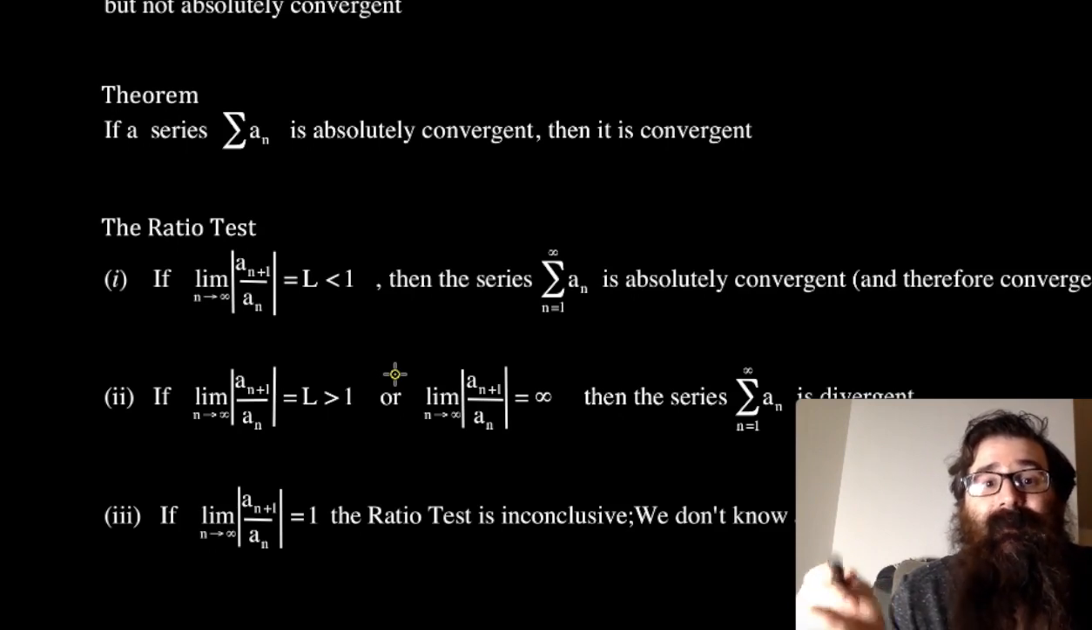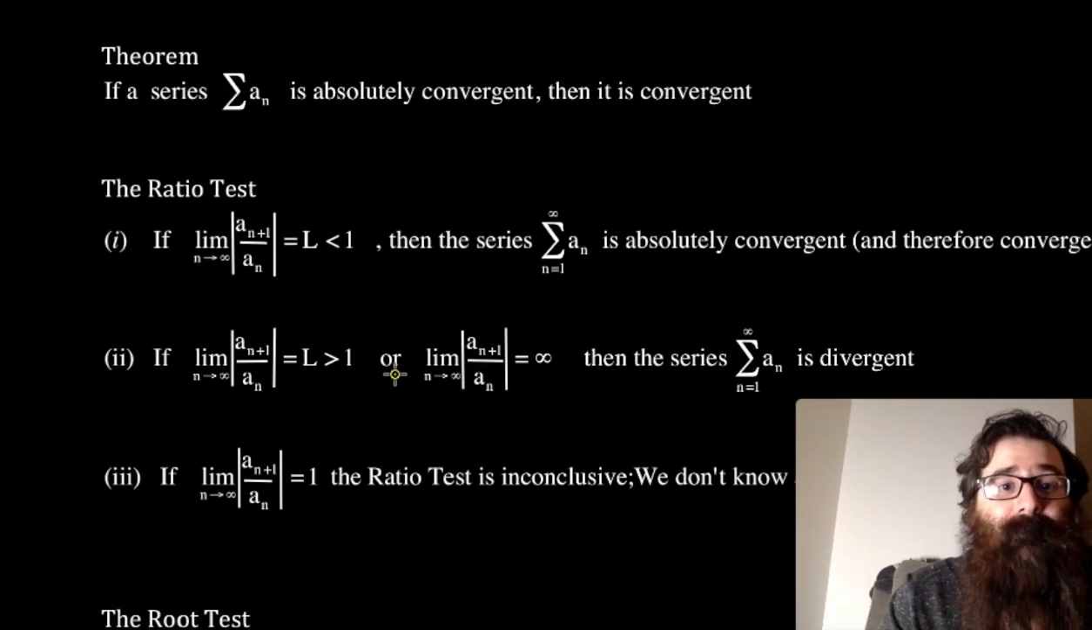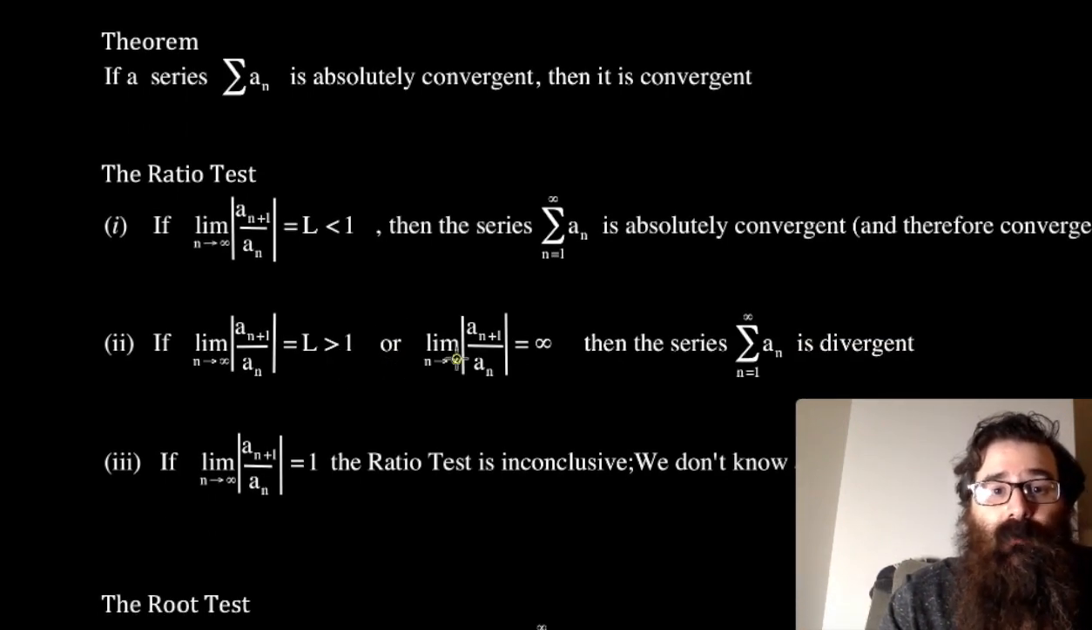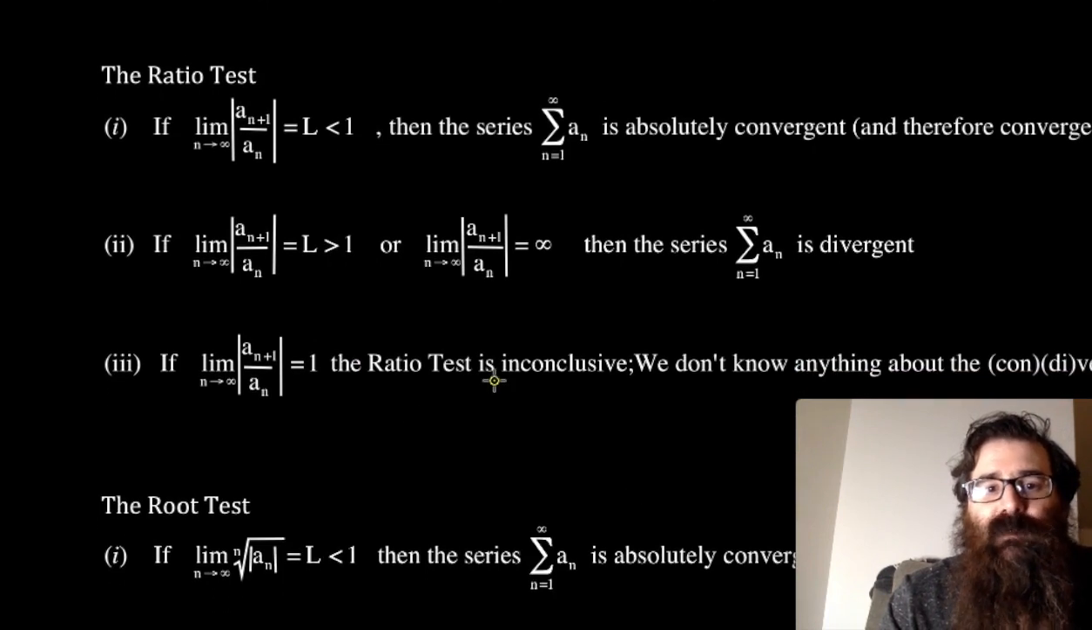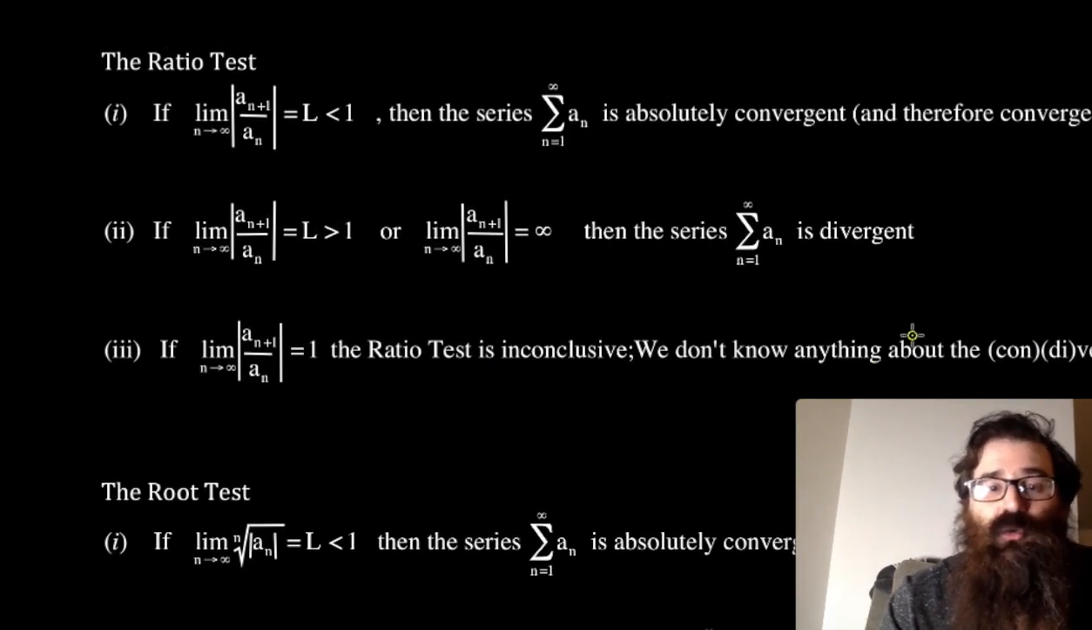If this happens to be less than 1, then the series is absolutely convergent and therefore convergent. But if that limit gives us something that's greater than 1 or something that's infinite, then we say the series is divergent. One sort of sad thing about the ratio test, and the root test as well, is that if the limit gives us 1 right on the nose, then the ratio test is actually inconclusive, which means we don't know if it's convergent, we don't know if it's divergent, we have to do another test.